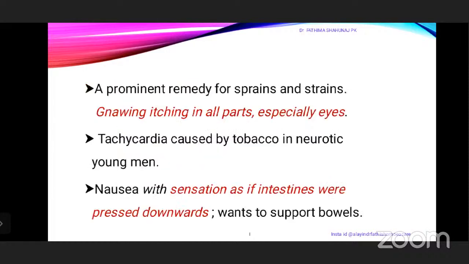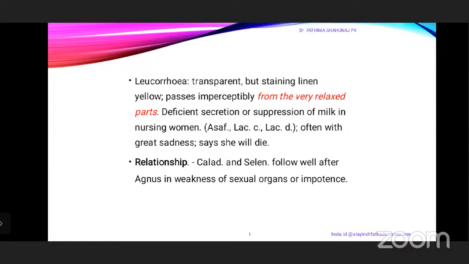Then a prominent remedy for sprains and strains, gonorrhea, gnawing, itching in all parts, especially eyes, tachycardia caused by tobacco, neurotic in young man, nausea with sensation as if intestines were pressed downwards, wants to support bowels, leucorrhea transparent but staining linen yellow, causes impassibility from the very relaxed parts, and deficient secretion or suppression of milk in nursing women. That is Asafoetida. It's compared with Asafoetida, Lac defloratum.